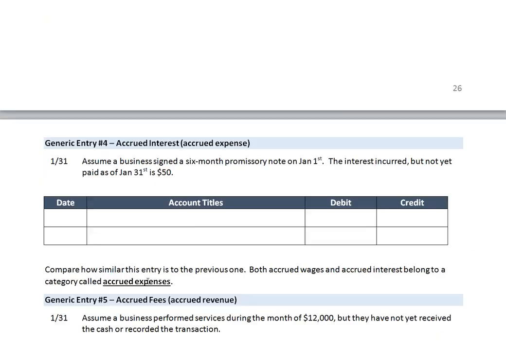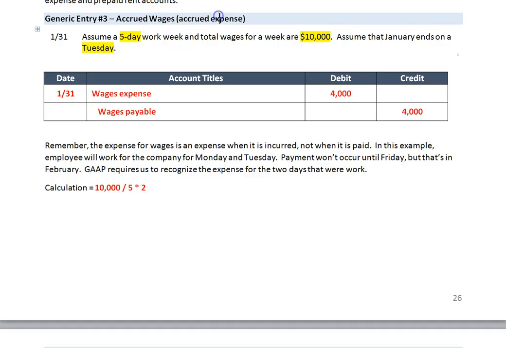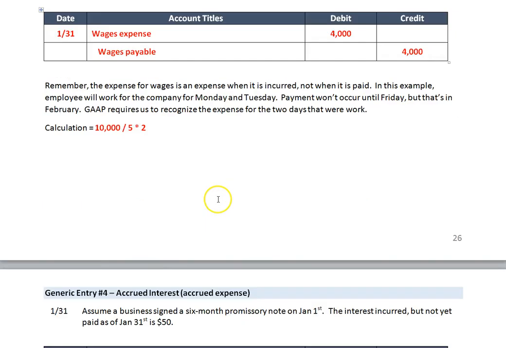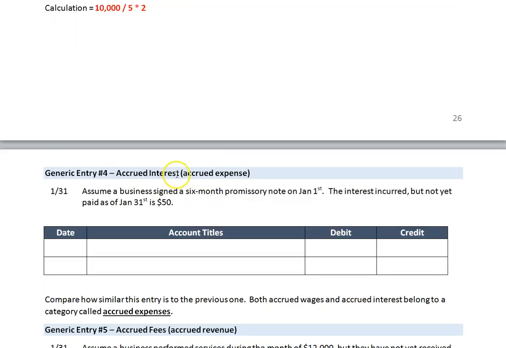Move on to the next one, another accrued one, right? These are going to look similar. They're just going to have different names, but they're going to look similar. This time it's accrued interest. This is interest that we have incurred, but we haven't paid yet. This interest is incurred, so we owe it to somebody, but we're not going to pay them until this note actually comes due. But we still owe it to them. So we have to recognize that expense.